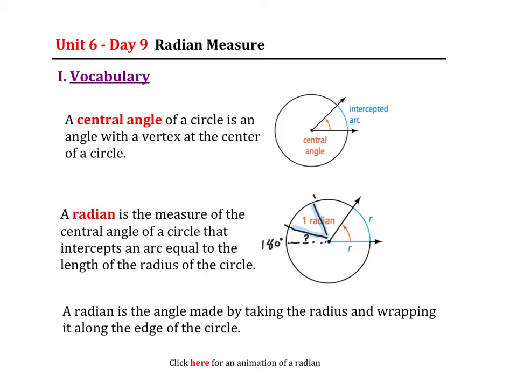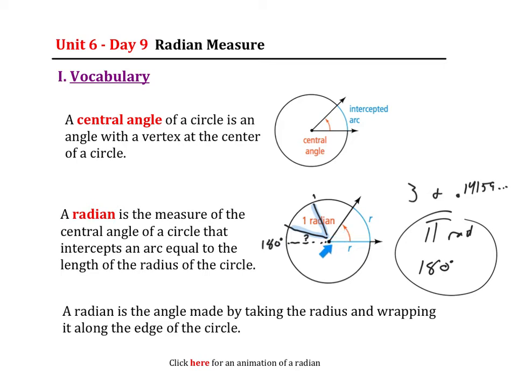Well, that little 3 and change is about 0.14159 so-and-so, also known as pi. So the big takeaway for today is that pi radians is the same as 180 degrees. Pi radians is the same as 180 degrees. And again, a radian is an angle measure. It's the angle that is created if you took the radius of a circle and laid it along the edge to create an arc. That angle that is created is a radian.